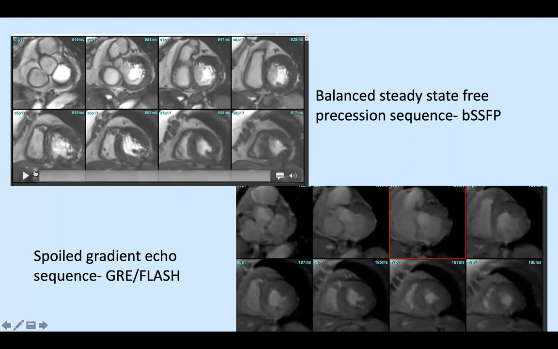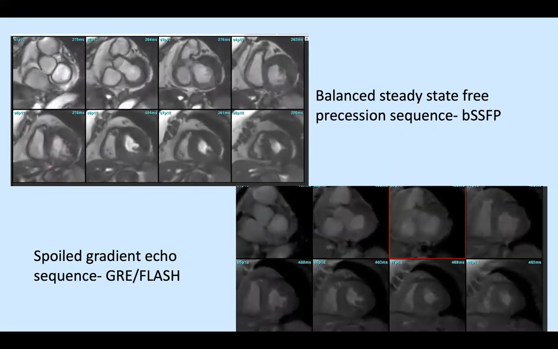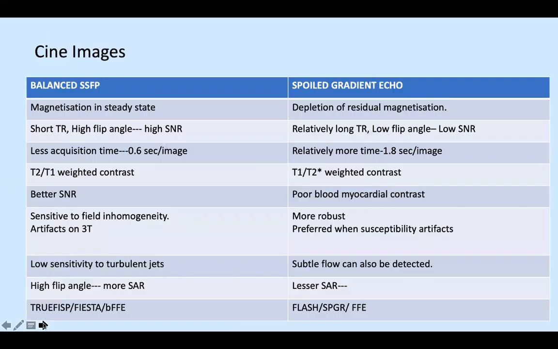Another idea we can do is switching over to spoiled gradient echo sequences. Balanced SSFP sequences are the mainstay of imaging in cine MRI, but sometimes they are more prone to inhomogeneity-related artifacts. While gradient echo images, though they have poor SNR, are more robust and show fewer artifacts compared to SSFP. So main differences: SSFP has better SNR, but is very sensitive to magnetic field inhomogeneity. Especially on 3 Tesla, a lot of off-resonance artifacts can be observed. While spoiled gradient echo is more robust.